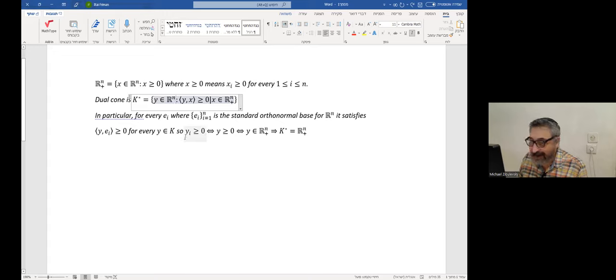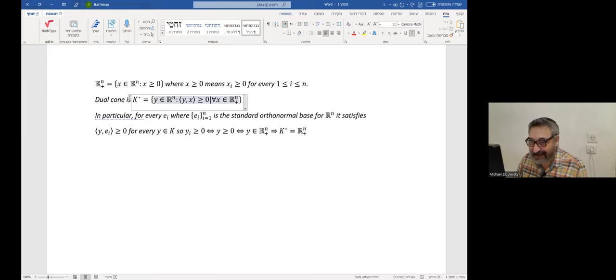I think it should not. It should have a non-negative inner product with all vectors from the primal cone, with any x. Yes, for all. I missed this, and this is a very important thing. Yes, we will use it. So okay, let's continue. Now it's the exact definition.